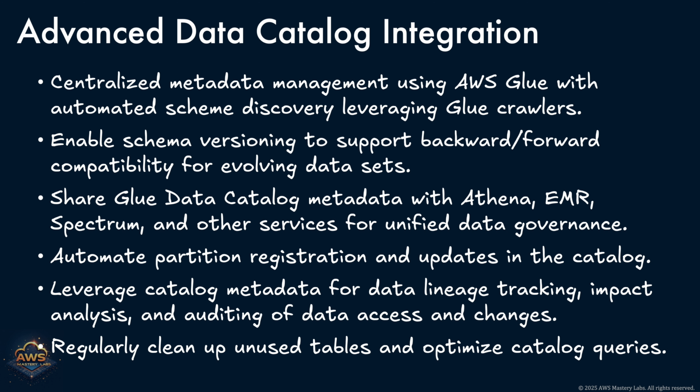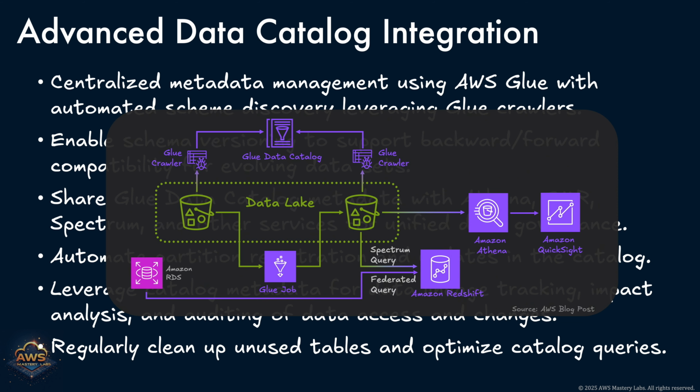The Glue Data Catalog also supports cross-service integration, sharing metadata seamlessly with services like Athena, EMR, and Redshift Spectrum. This unified approach enables consistent data governance and discoverability across your entire analytics stack. Efficient partition management is another advantage. By automating partition registration and updates, you ensure that queries benefit from optimal partition pruning, leading to faster query performance and lower costs. Finally, catalog metadata can be used for data lineage tracking and auditing, providing visibility into how data flows through your environment and who accesses it.